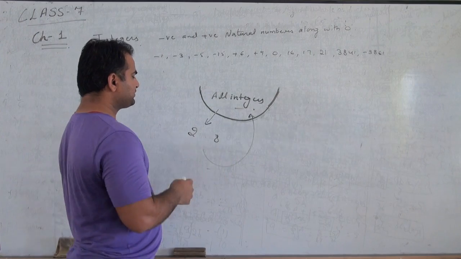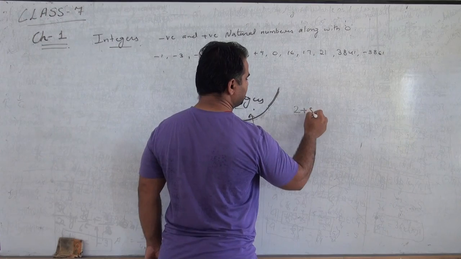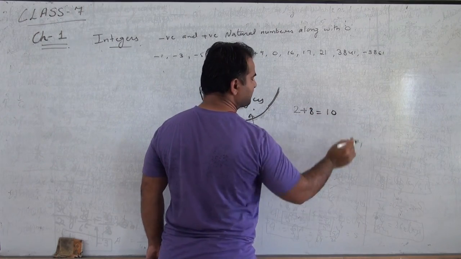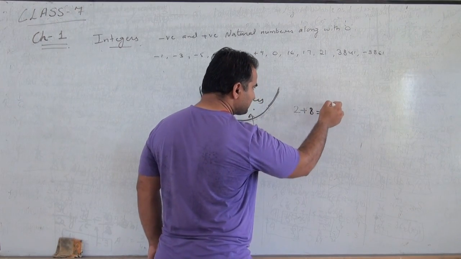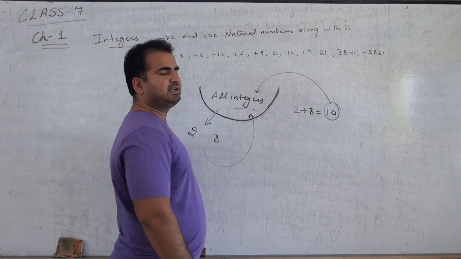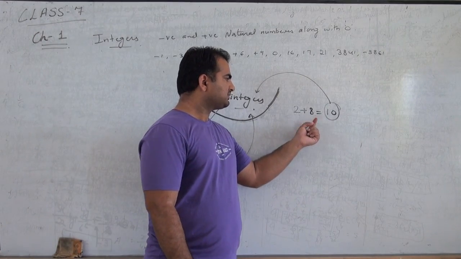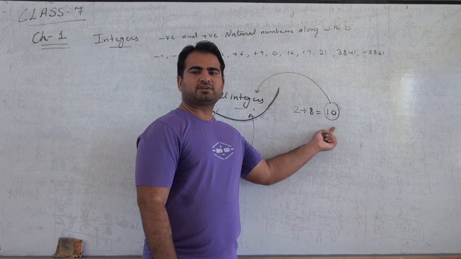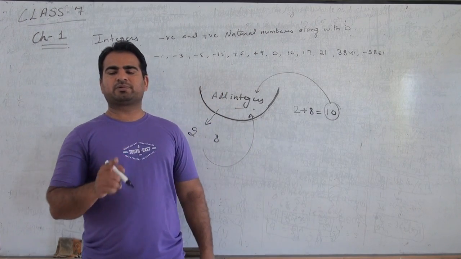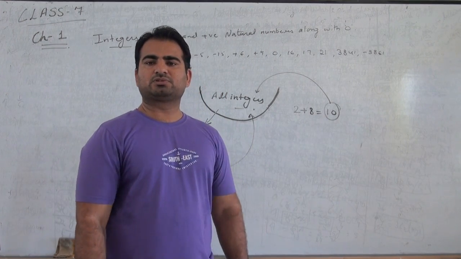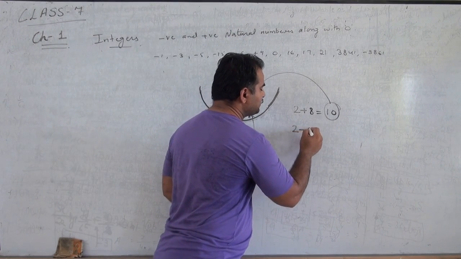So we have to check what the answer of 2 plus 8 is. 2 plus 8 equals 10. All of you know that. Is 10 an integer? Yes, 10 is an integer. So if we add two integers, the answer will always be an integer. Yes or no? Yes. So closure property follows addition.